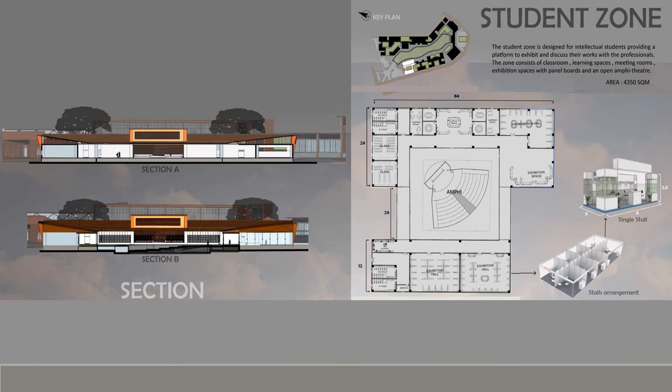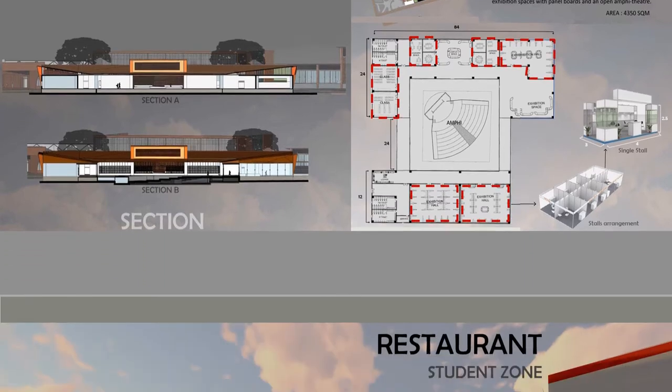The student zone is designed for intellectual students, providing a platform to exhibit and discuss their works with the professionals. The zone consists of classroom, learning spaces, meeting rooms, exhibition spaces, and an open amphitheater.